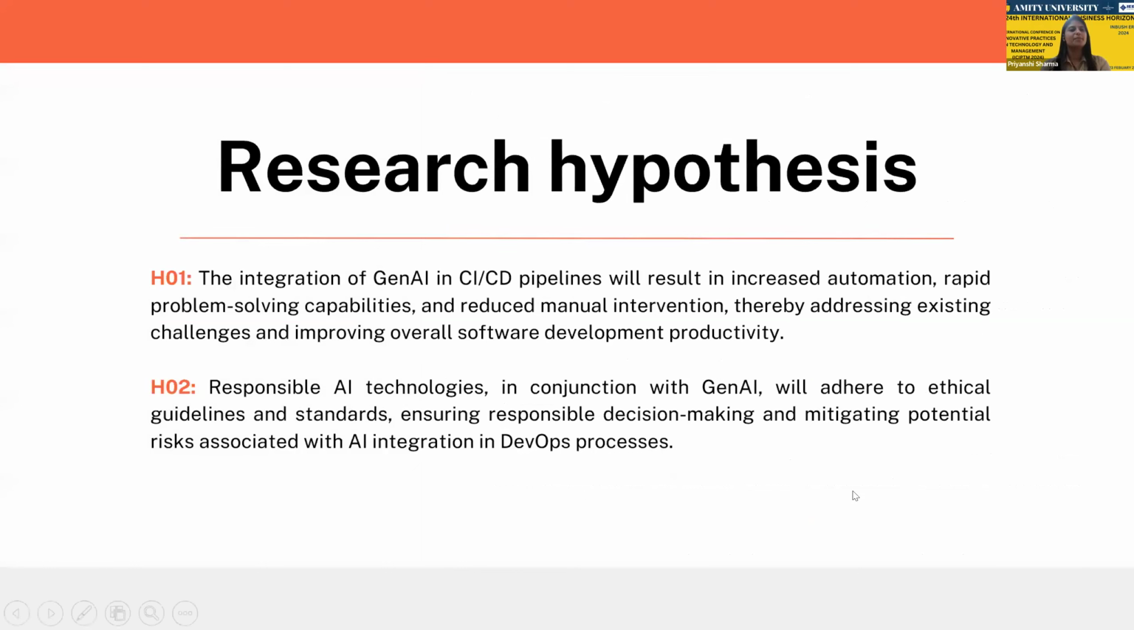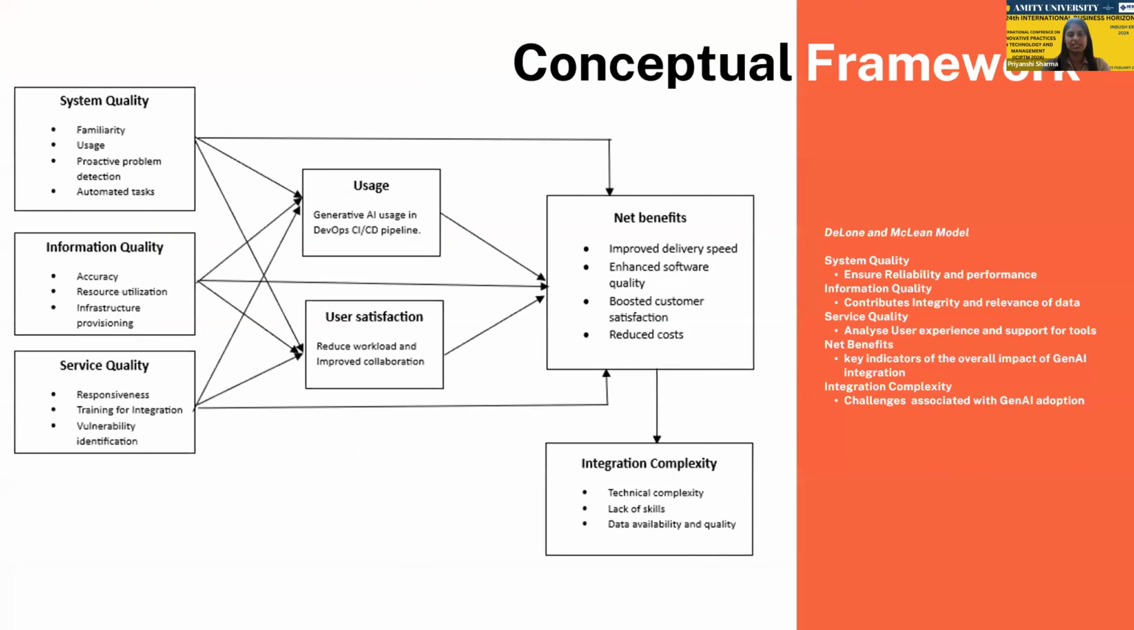So our research hypotheses are: first, the integration of generative AI and CI/CD pipelines will result in increased automation, rapid problem-solving capabilities, and reduced manual intervention, thereby addressing existing challenges and improving overall software development productivity. Our second hypothesis is that responsible AI technologies in conjunction with generative AI will adhere to ethical guidelines and standards, ensuring responsible decision making and mitigating potential risks associated with AI integration in DevOps processes.